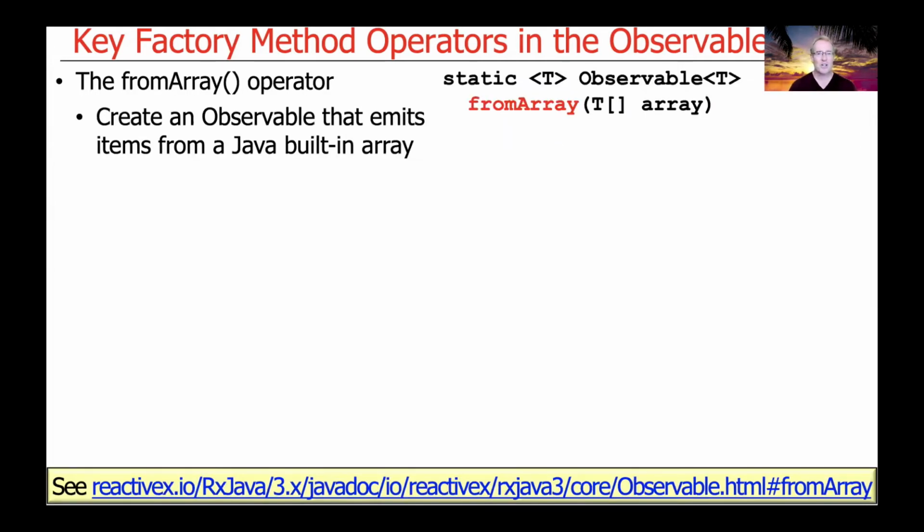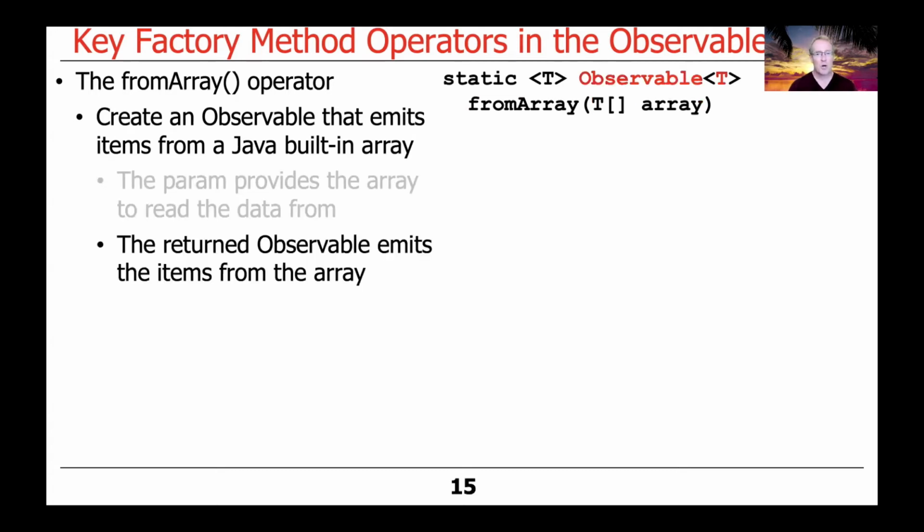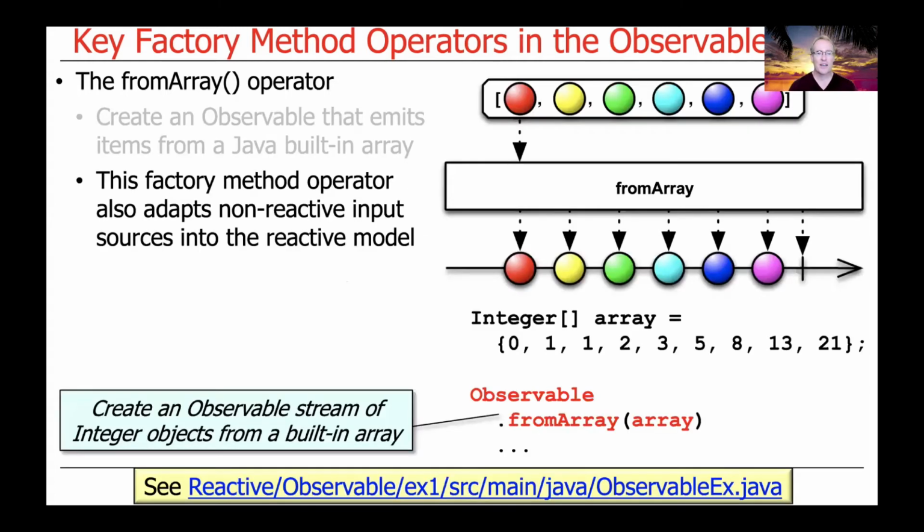Let's now turn our attention to the observable fromArray operator. This operator creates an observable that emits items from a Java built-in array. The parameter that's passed provides the array to read the data from. What's returned from fromArray is an observable that will emit the items that were provided in the array parameter. Once again, this factory method operator is used to adapt non-reactive input sources into the reactive model.